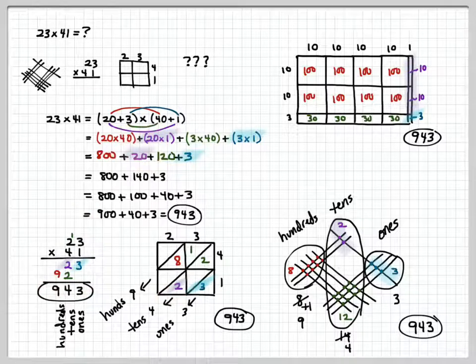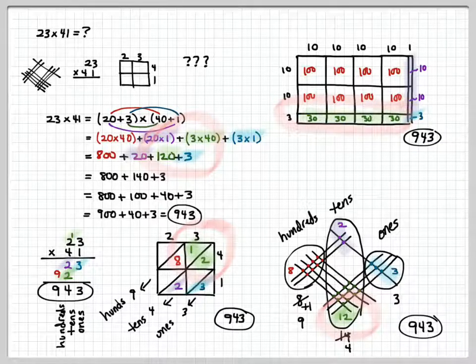Okay, now let's look at the greens. So the greens, I've got over here, the green came from doing 3 times 40, which is 120. On this grid diagram, I have the 1 in the hundreds place and the 2 in the tens place, so that's 100 plus 20, which is 120. Over here, I have a 12 in the tens area, so 12 tens, that's 120. Over here, I have 30 plus 30 plus 30 plus 30, that's 120.